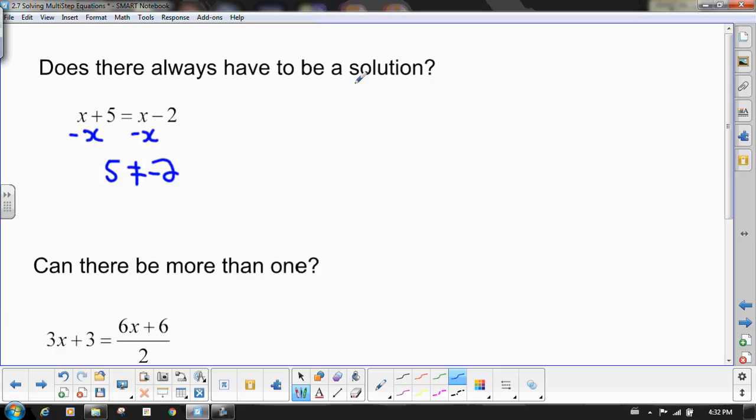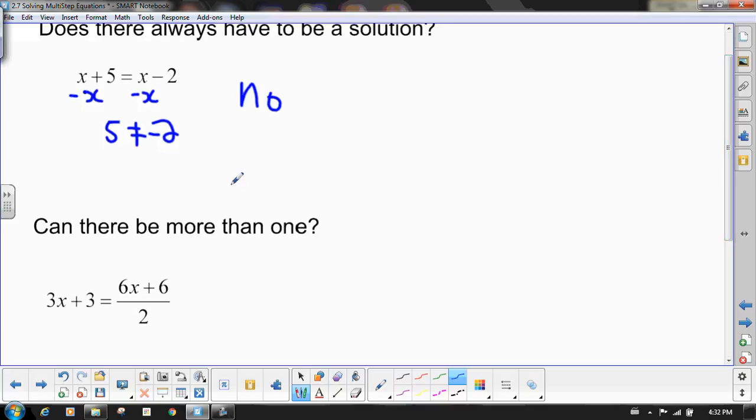So does there always have to be a solution? The answer is no. Sometimes there is no solution. And you'll know that's happening if you end up with a false statement. And by false statement, I mean 5 cannot equal negative 2. There's absolutely no number that is going to make these two equations equal. Now, on the flip side, can there be more than one solution? The answer to that is yes.